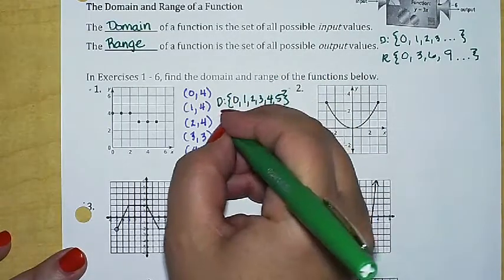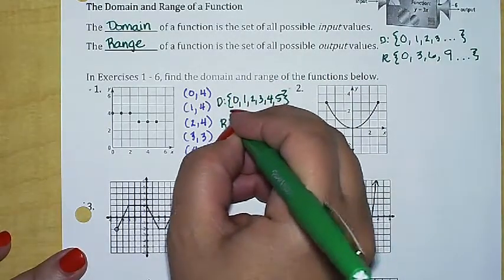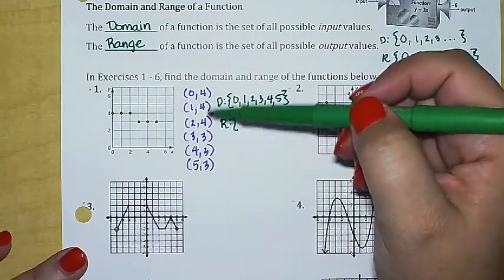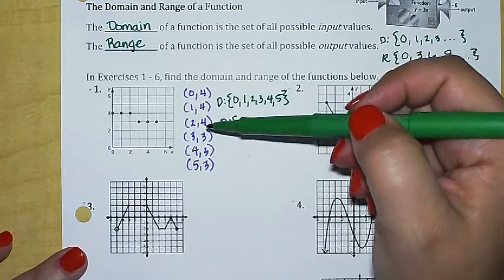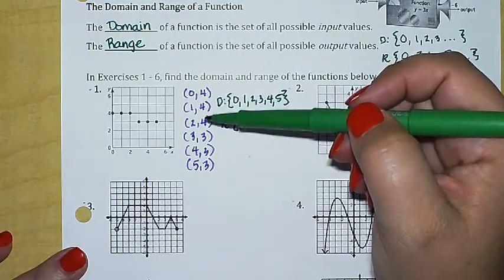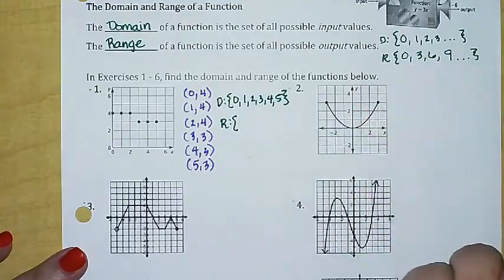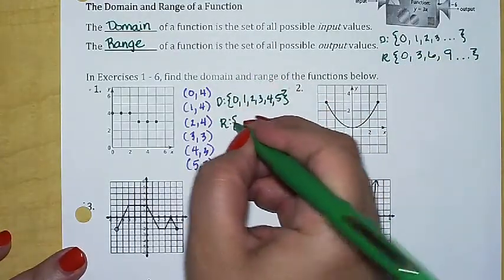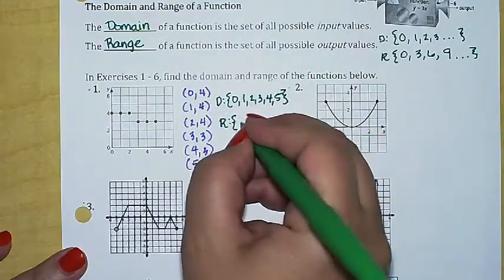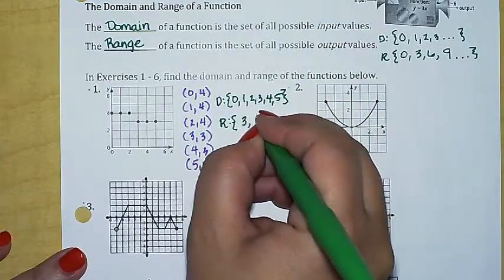Now when we go to the range, it is just a set of possible outputs. And I really only have 2 possible outputs. Even though I have 6 points, really I only had 2 outcomes. It was always either a 4 or a 3. And I don't have to repeat them. I'm essentially stating here the only possible outputs that we had were a 4 and a 3.